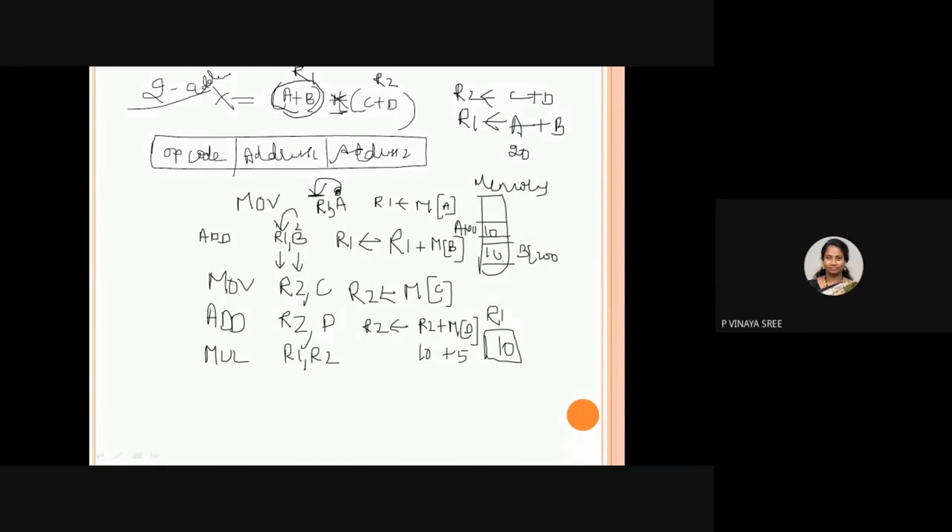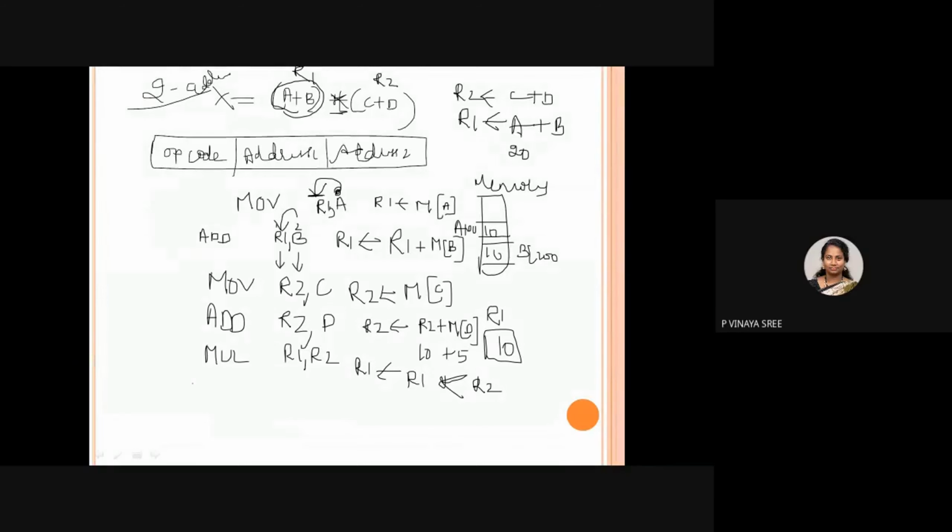So whenever you are writing, try to avoid using more general purpose registers; the number should be minimized. Instead of taking R3, you can use R1 again and place the result inside R1. Here, R1 holds A plus B, it is multiplied by R2 which is C plus D, and the result is stored in R1. Next, finally, the result is in R1, which is A plus B into C plus D.